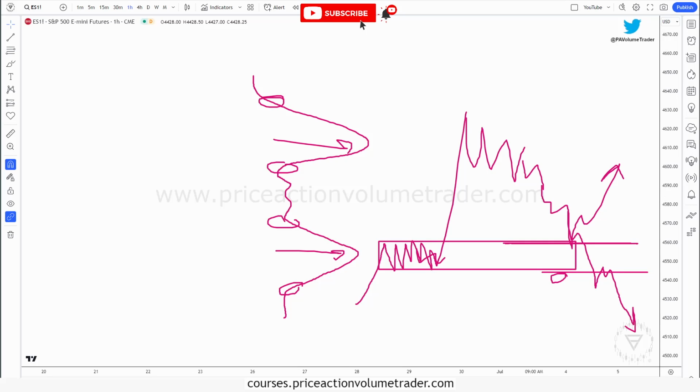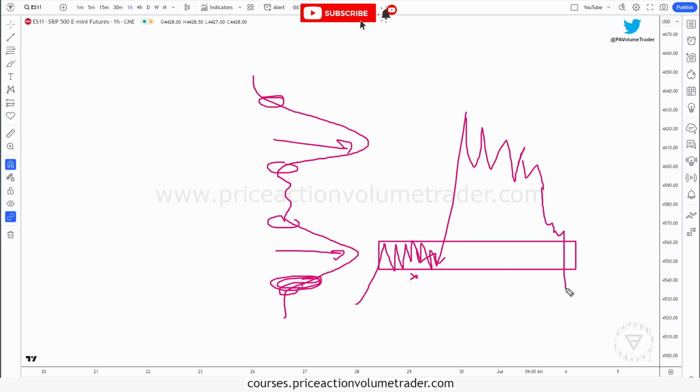But what do we find happens a lot of times? Well, many times what will end up happening is the market comes, spikes down just below the lows of the consolidation into the bottom of the high volume node, and then pushes back up and then just takes off again. So this is basically a deviation.